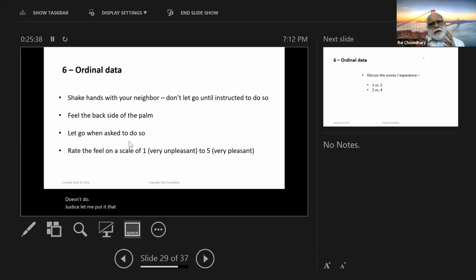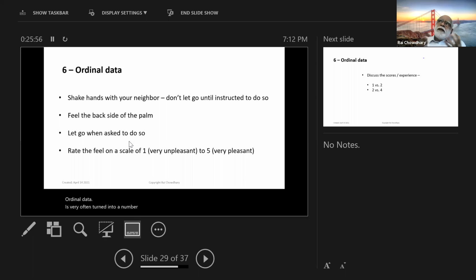Okay, now we will talk about ordinal data. What is ordinal data? Ordinal data is the touchy-feely data that we collect all the time. For all kinds of things, we collect ordinal data. Ordinal data is very often turned into a number, okay?